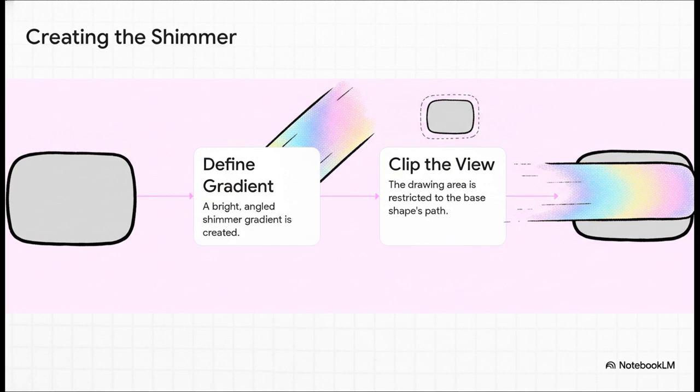First, it just draws the basic gray shape. Then it creates a bright, angled gradient that's going to be our shimmer. And here's the really slick part. It clips the drawing area to the exact outline of that shape. Finally, it just animates the gradient, moving it across the screen. But because of that clipping, you only see the shimmer when it passes over the placeholder shape. It's a fantastic visual trick.